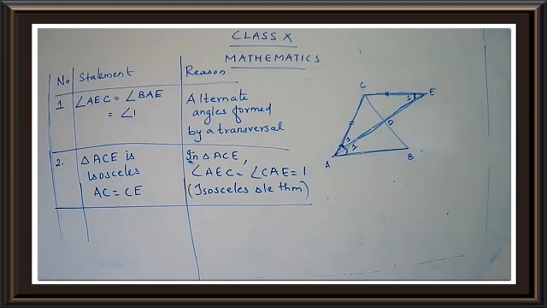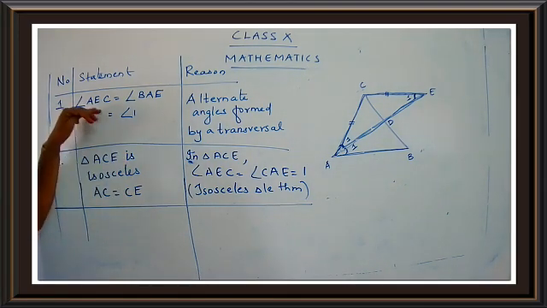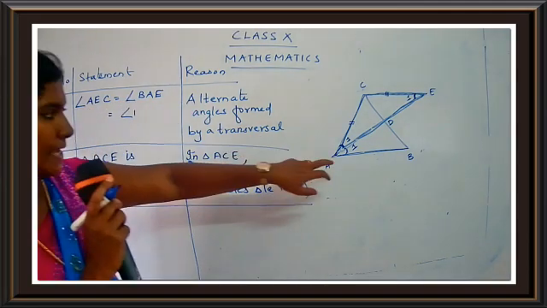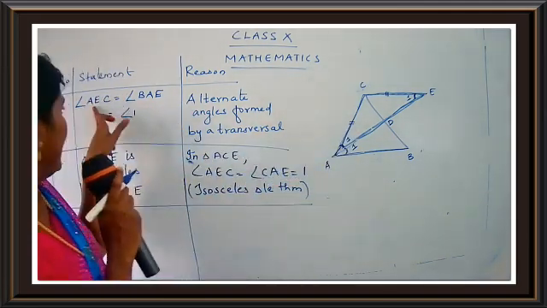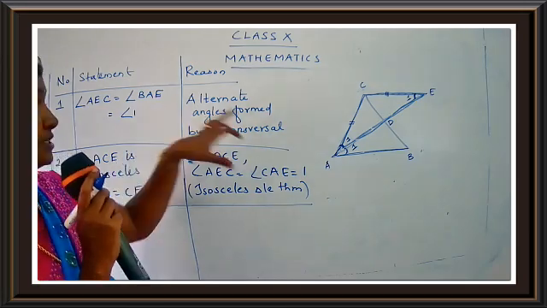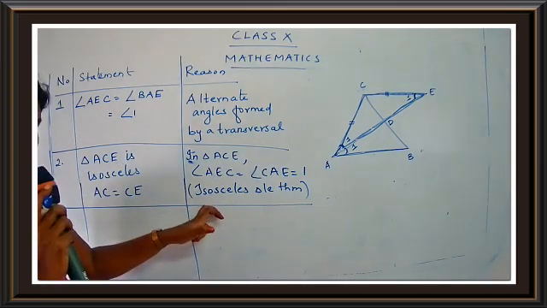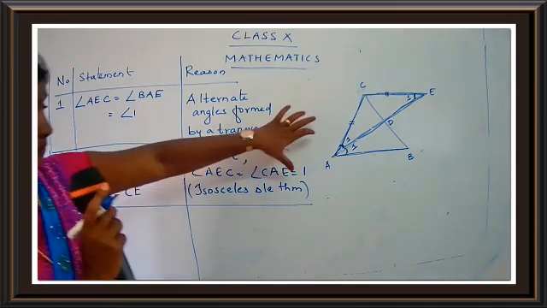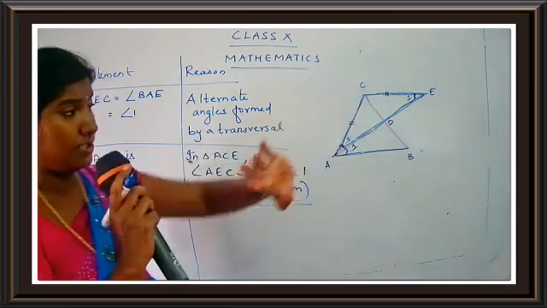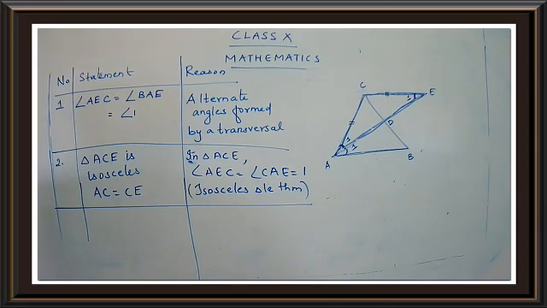So have you taken the second statement? What is the second statement? Triangle ACE is isosceles. So we have found in the first case that two angles were same. Which two angles were same? AEC and BAE were same using alternate angles. And the second thing, using the isosceles triangle theorem, we found that ACE is an isosceles triangle. Okay. Now let's go for the third one.